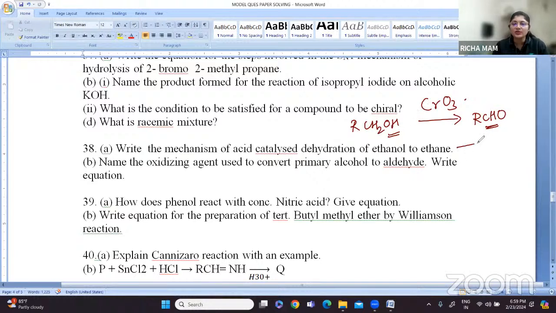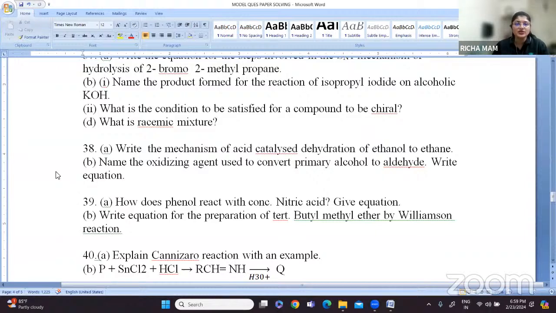For the mechanism it will be 3 marks, and for this you will have 2 marks: 1 mark for naming the oxidizing agent and 1 mark for writing the equation. For the 3 steps of the mechanism, 3 marks. If any one step is wrong, it will be wrong. If only the first step is wrong and your second and third steps are correct, marks won't be considered. So please write the positive signs and everything properly. If you miss anything, marks will be deducted.